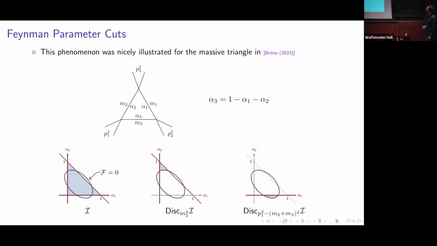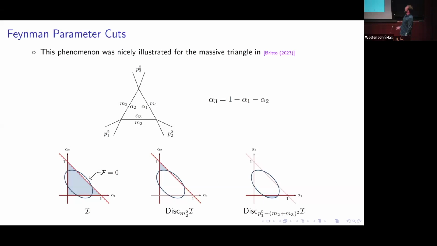Let me first show some examples, though, of how these Feynman parameter integration boundaries are modified in a simple example. This example was considered by Ruth Brito in a paper last year. It's just the triangle integral. And what I've drawn on the bottom here is three different integration contours that naturally arise in this example in Feynman parameter space.